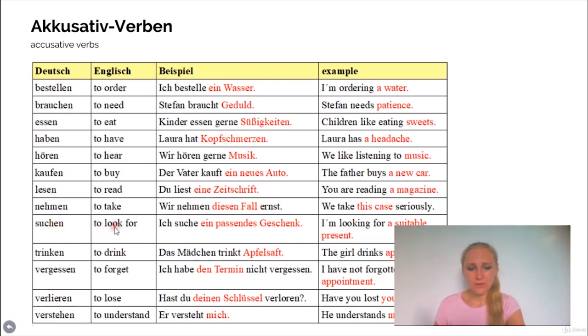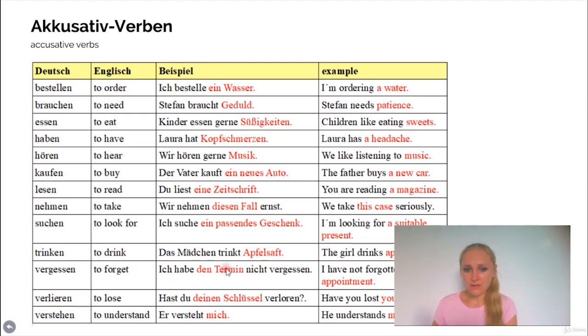Suchen, to look for. Whatever you look for is an accusative object. Ich suche ein passendes Geschenk. I'm looking for a suitable present. Geschenk is neutral, it's das Geschenk, so we use the indefinite article ein. Trinken means to drink. Das Mädchen trinkt Apfelsaft. Whatever you drink or someone drinks is an accusative object. Vergessen, to forget. Ich habe den Termin nicht vergessen. I have not forgotten the appointment.